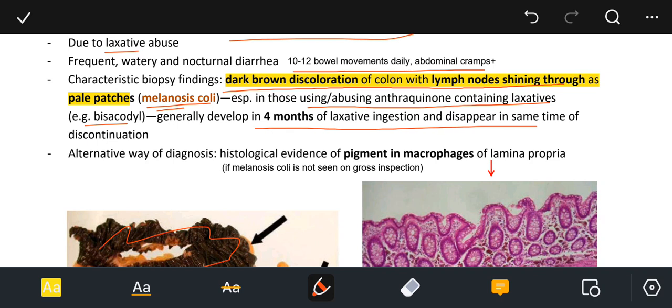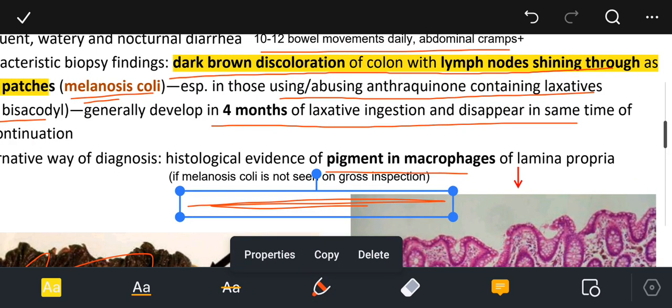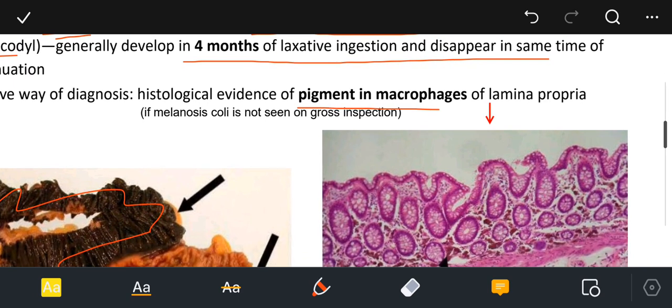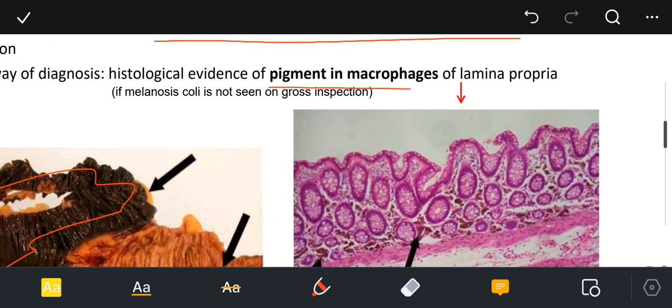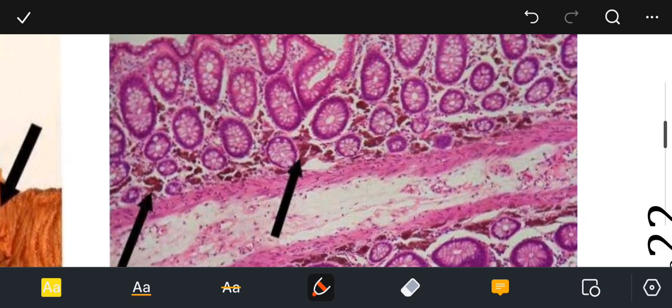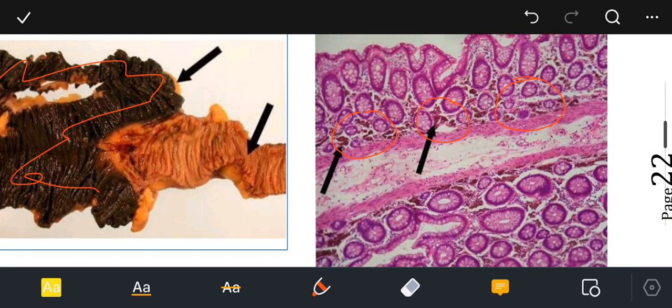An alternative way of diagnosis is histologic evidence of pigment in the macrophages of the lamina propria if melanosis coli is not seen on gross inspection. So if on gross inspection you cannot see the melanosis coli, then you have to check for the pigment in the macrophages of the lamina propria. Like here you can see the pigmented macrophages in this picture. These are also characteristic findings that we find in cases of melanosis coli or laxative overuse.